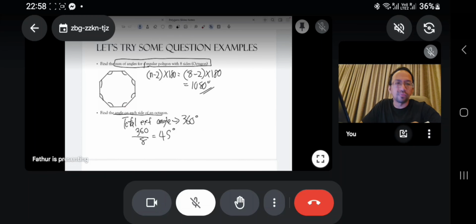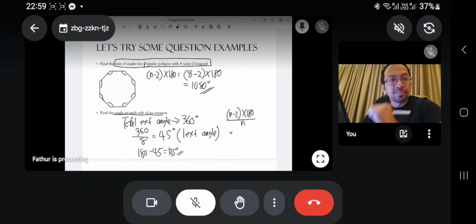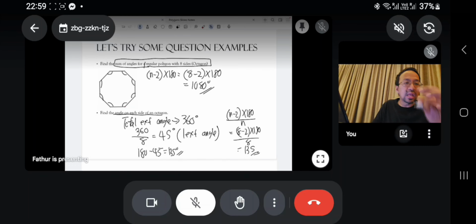Is it 45 degrees? Yeah, 45 degrees, yes. Okay. So this is the size of one exterior angle. To find one interior angle, you just take 180 minus 45. You get 135 degrees. This is one way of finding the answer. Another way is to find the angle of one side using the formula n minus 2 times 180 over n. So the value of n is 8. So 8 minus 2 times 180 over 8. Then you get 135 degrees. Same thing as well. So you can use either of these formulas.